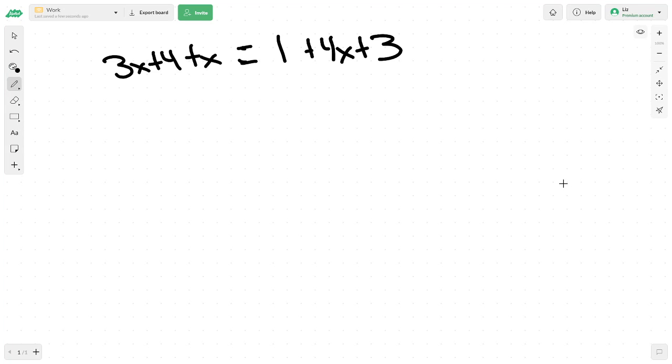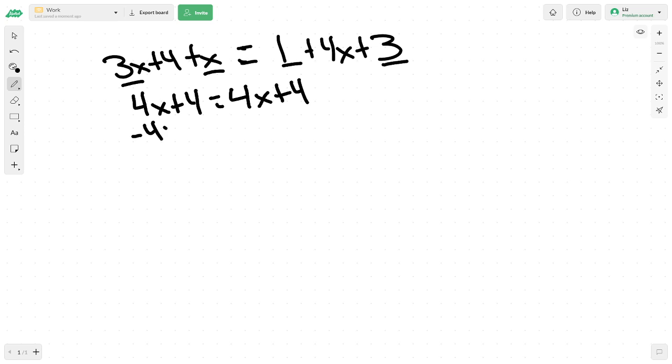Okay, so we have 3x plus 4 plus x equals 1 plus 4x plus 3. So let's start by combining our like terms here. We have 3x and x. When you add them together, you get 4x plus 4. And on this side, you have 1 plus 3, which is 4x plus 4. So you look here and you see that this is the exact same thing. 4x plus 4 equals 4x plus 4.